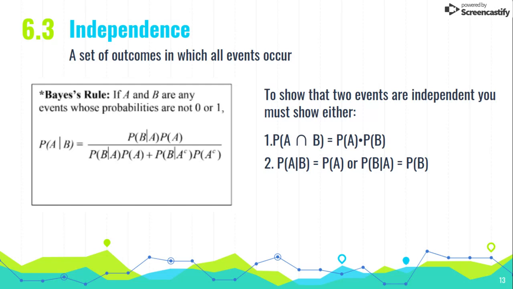Okay, and Bayes' rule. If A and B are any events whose probabilities are not 0 or 1, the probability of A given B equals the probability of B given A times the probability of A, divided by the probability of B given A times the probability of A plus the probability of B given the complement of A times the probability of the complement of A.